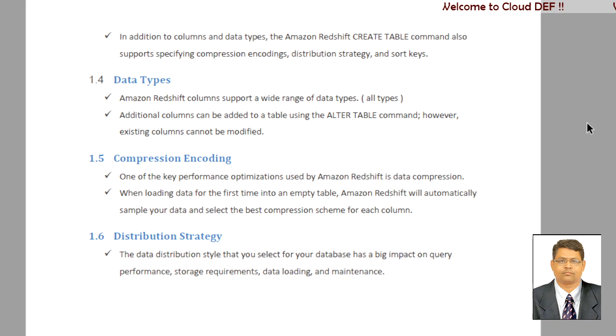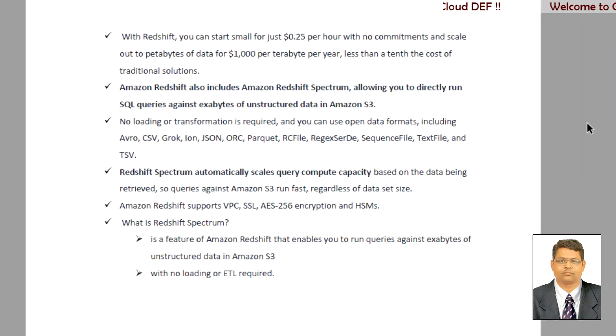Amazon Redshift supports VPC, SSL, AES-256 encryption, and HSMs. What is Redshift Spectrum? It is a feature of Amazon Redshift that enables you to run queries against exabytes of unstructured data in Amazon S3, with no loading or ETL required. Redshift Spectrum scales out to thousands of instances if needed, so queries run quickly regardless of data size. Redshift Spectrum lets you separate storage and compute.